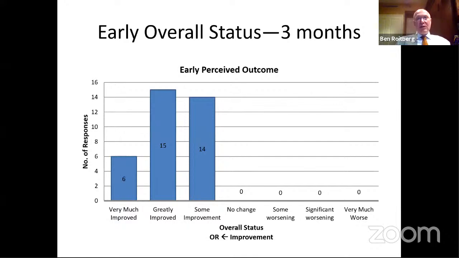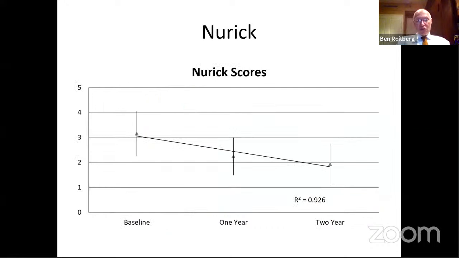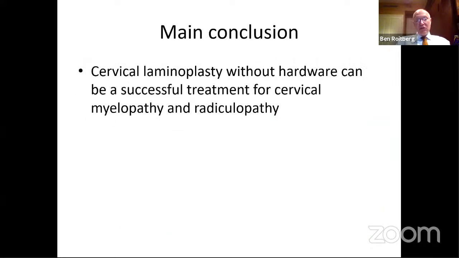Overall, their overall condition. In the first evaluation at 3 months, everybody was happy, had at least some improvement. And then at 1 year, you can see that some people had worsening, significant or very significant worsening, but the majority still perceive that they are much better than they were before, or at least somewhat better. So it's a kind of a 7-point scale of change in their condition. Numeric scores also improved, and the main conclusion is that cervical laminoplasty without hardware can be a successful treatment for cervical myelopathy and radiculopathy.